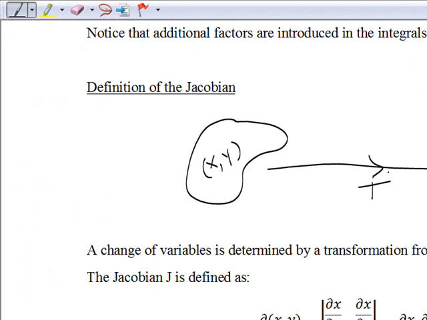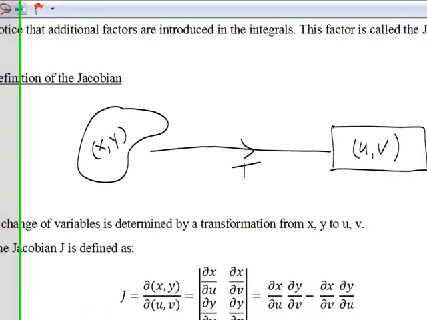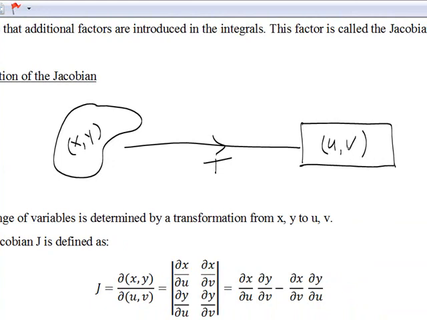You have a double integral or triple integral to find over a region. And this region, it's very hard to integrate over it. So transforming variables will transform this region into a region that is a lot simpler to integrate over. And the simplest one is the rectangle. That's why I put it there. Okay? So the change of variables is determined by a transformation from xy to uv.